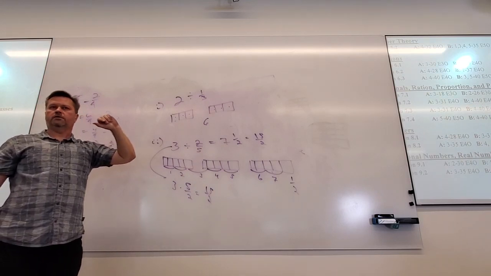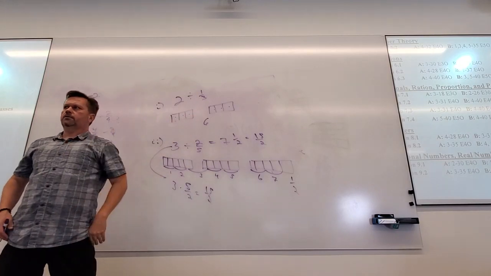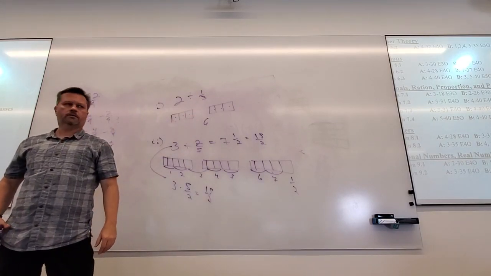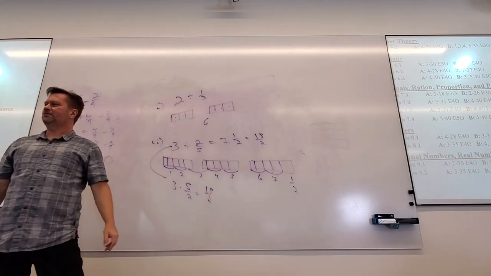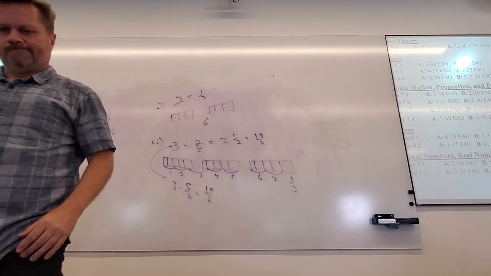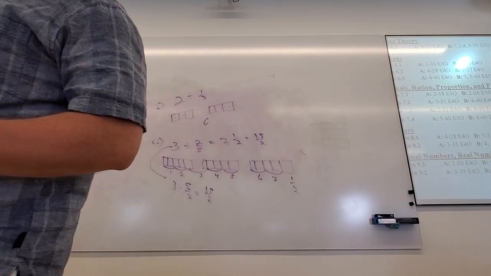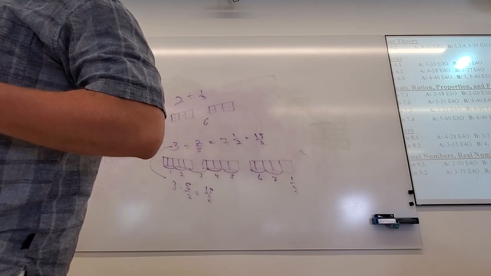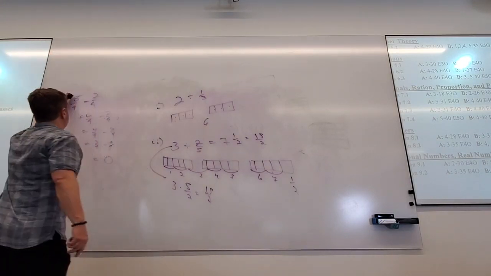Okay, maybe. There's 3 parts here, 3 parts there, 2 times 3 is 6, 6 parts total. Of course, this one is a little bit harder to do that with. I want to show you something a little weird. See what you guys think about it.